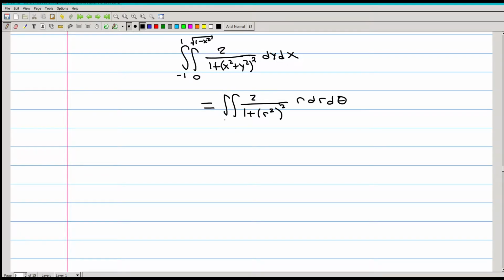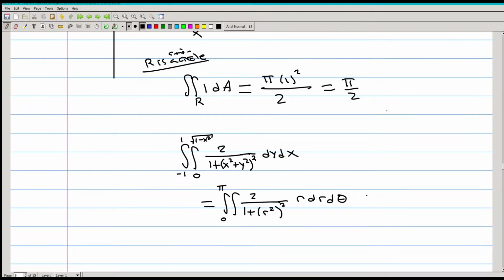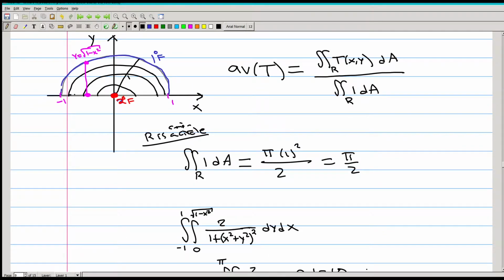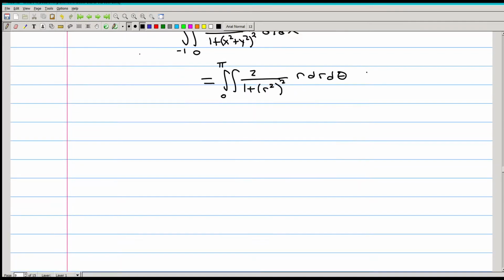Bounds here are going to be from 0 to pi, because this is an angle of 0 to 180 degrees here, to describe this entire region, which is 0 to pi. And then the radius is going from 0 to 1. So you see it's much easier.